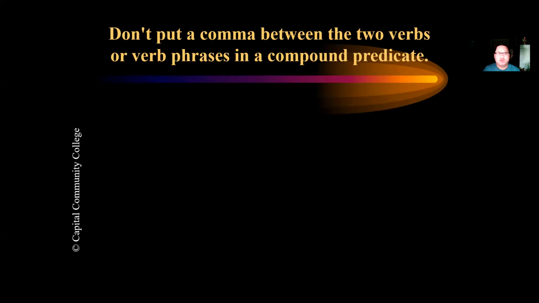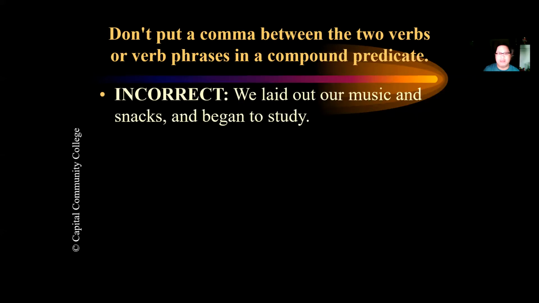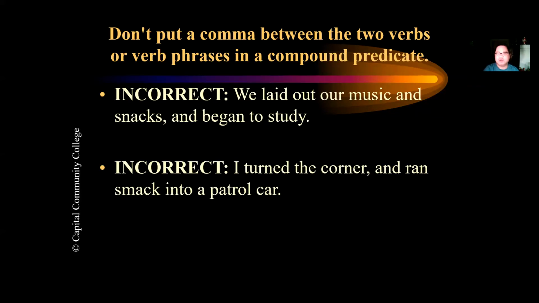Another, don't put a comma between two verbs or verb phrases in a compound predicate. What do we mean by that? "We laid out our music and snacks, and began to study." This is wrong. You are trying to separate two verbs right here. That's very wrong. Another example: "I turned the corner, and ran smack into a patrol car." The two verbs right here, turned and ran, we're not supposed to split them by using a comma. A comma here is not necessary. Okay?